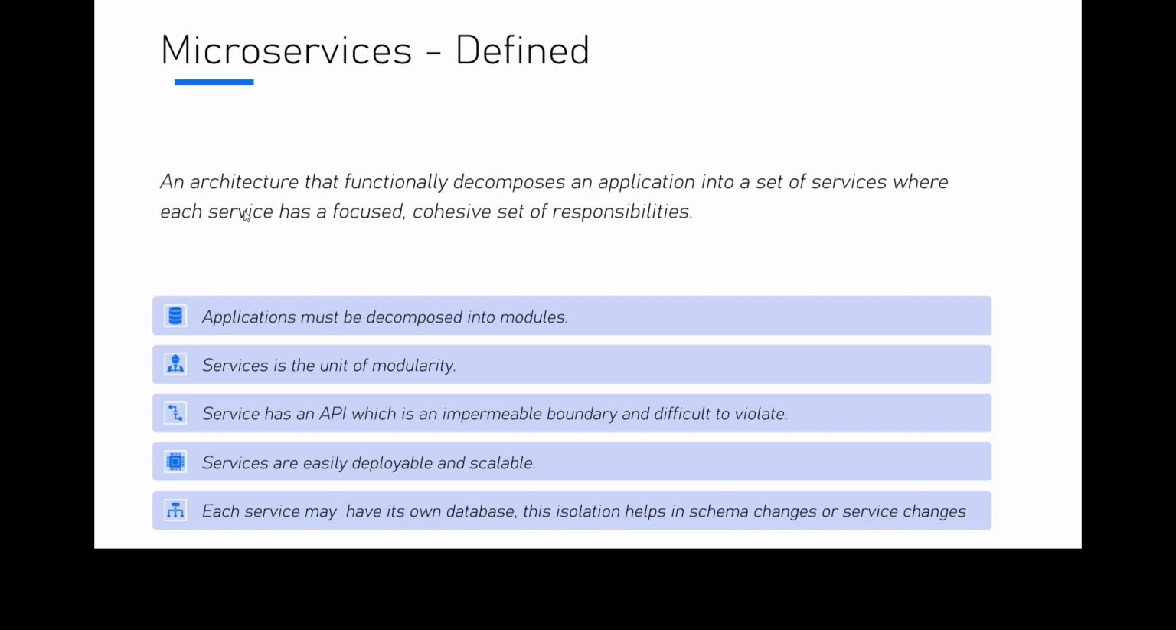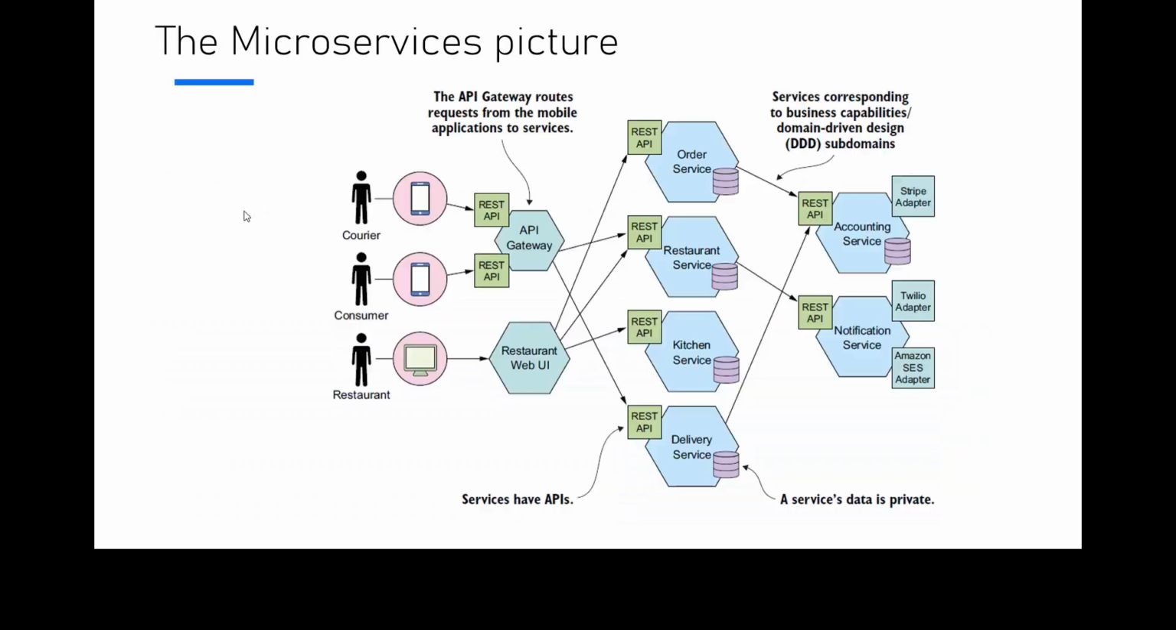Services have an API, which is an impermeable boundary and difficult to violate. Generally, services will have a query or a command. A query will typically be the retrieval of data. A command will be the standard commands which you issue on a service at the API level. Services are then very easily deployable and scalable because they are segregated. And each service may have its own database, and this isolation helps with schema changes or service changes.